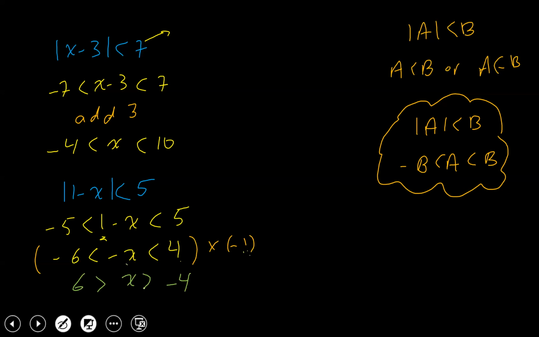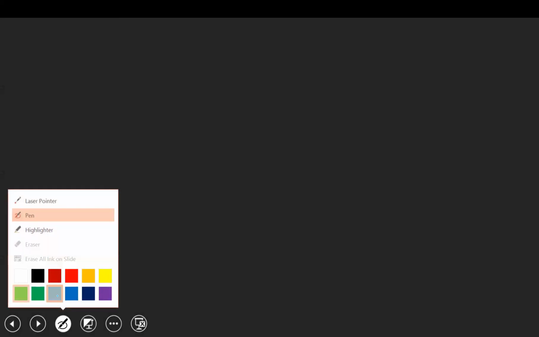So here we get the answer. X is included between minus 4 from below and 6 from above. Okay, this was the final answer. What about the coming one? We have absolute value of minus 2x plus 5 greater than or equal to 11.